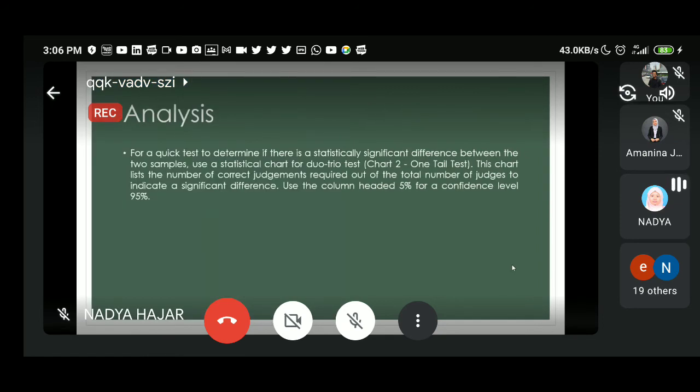So for a quick test to determine if there is a statistical significant difference between the two samples, use a statistical chart for duo trio test. So we are using one tail test. Okay, this chart lists the number of correct judgment required out of the total number of judges. To indicate the significant difference, use the column headed 5% for a confidence level 95%.